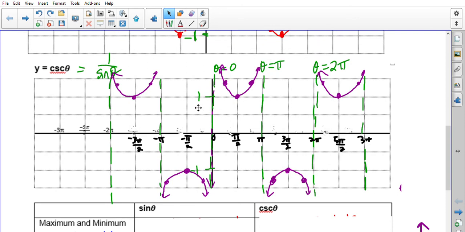Okay. So all these things that I've drawn here, these are the vertical asymptotes. So instead of writing x equals, I just wrote theta equals. Same thing. Okay, so these are VAs.